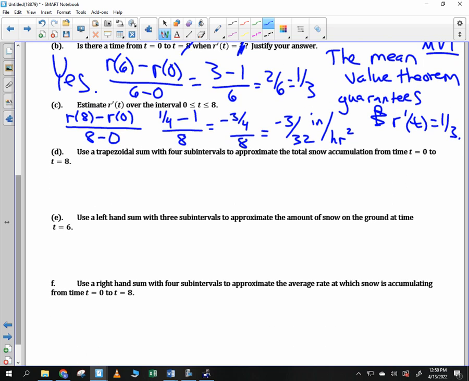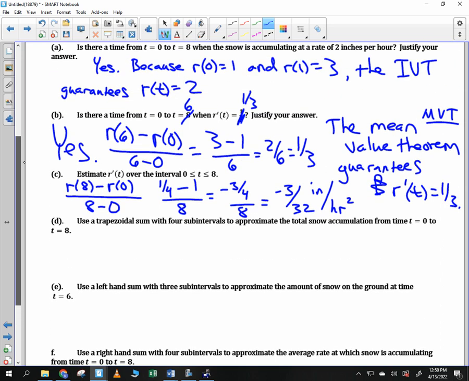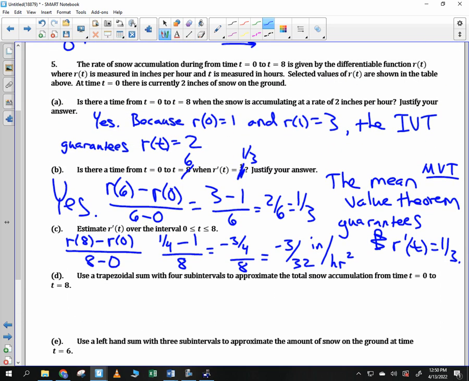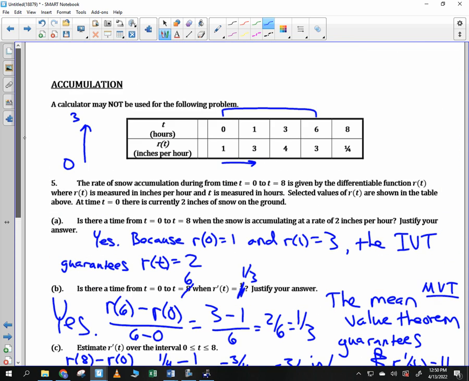Use trapezoidal sum with 4 subintervals to approximate the total accumulation of snow from 0 to 8. This is an extremely popular question on the AP exam. You're going to get this kind of question, and we'll start drawing our trapezoids. So I'm going to have 4 of them.